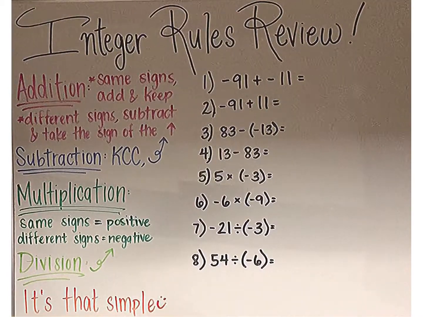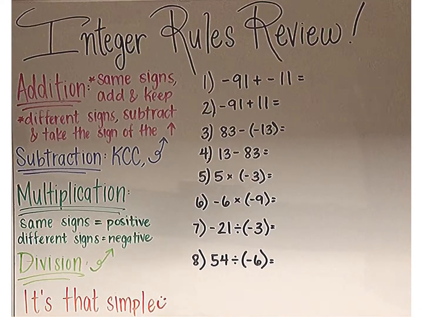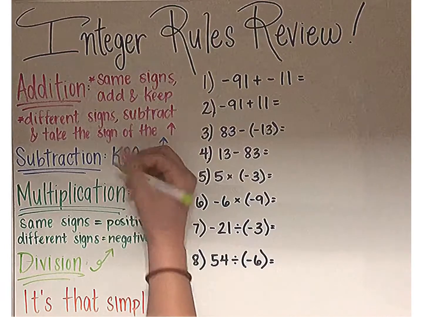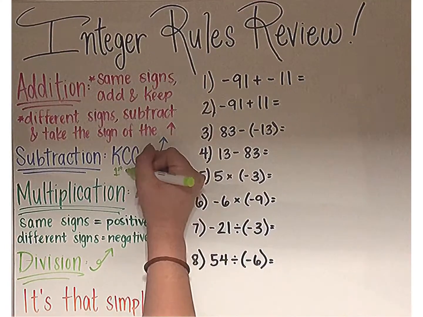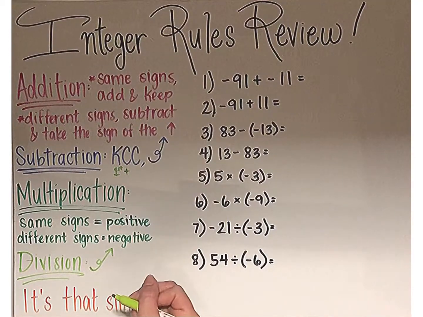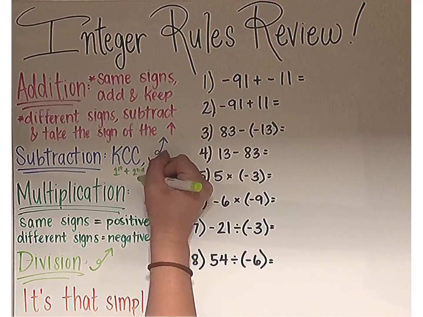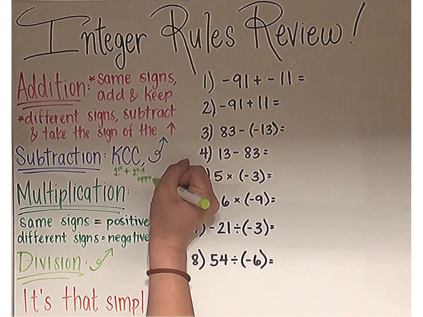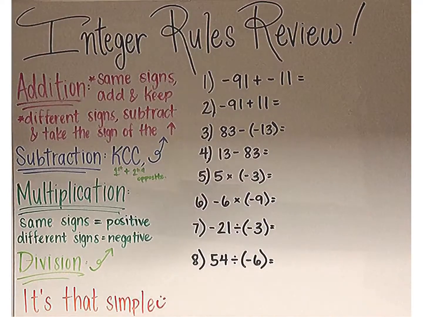Now moving on to subtraction, we have to do our keep, change, change method, which means we are going to keep our first number the same. So let's keep first, change to addition, and then change the second to its opposite. So if it was positive, it becomes a negative. If it's negative, it becomes a positive. Think of it as its alter ego.